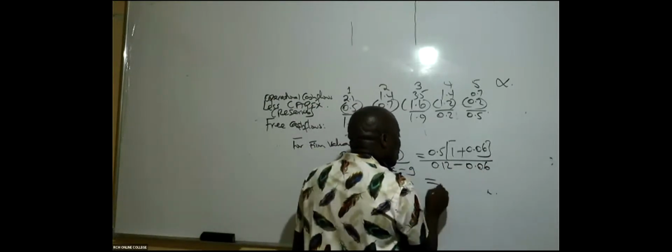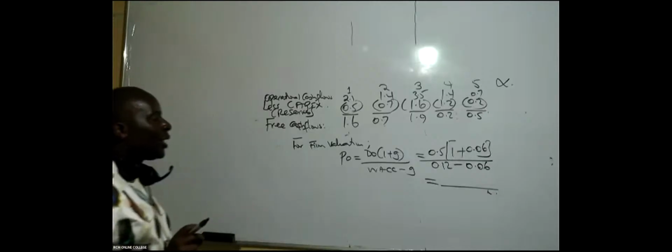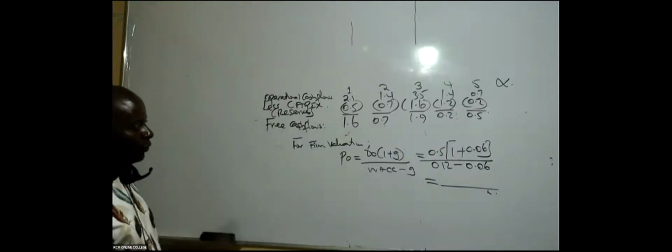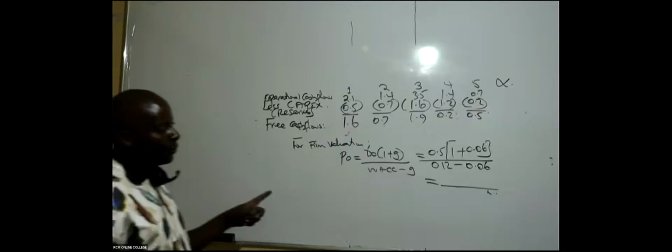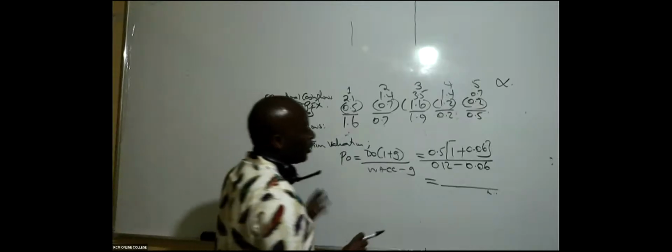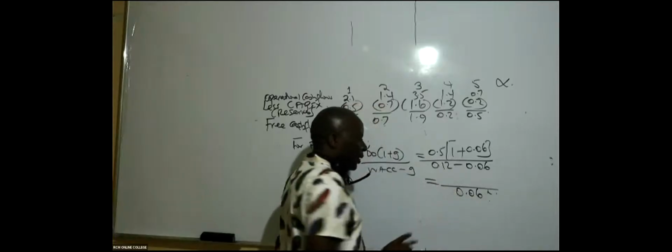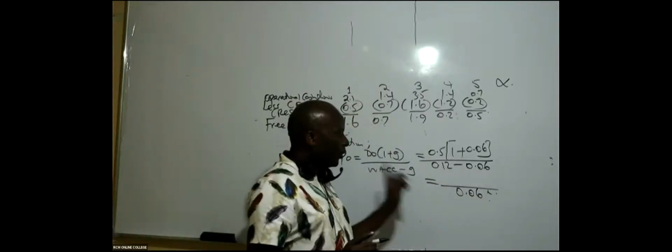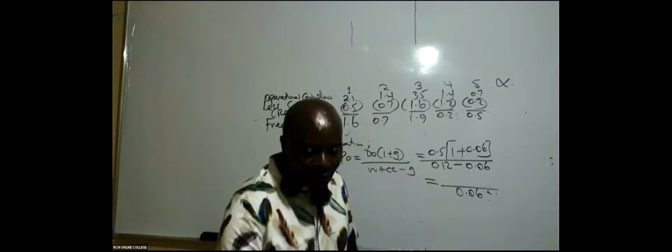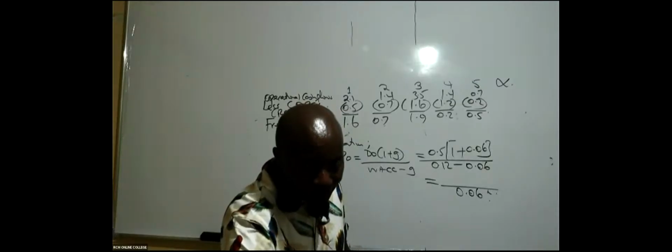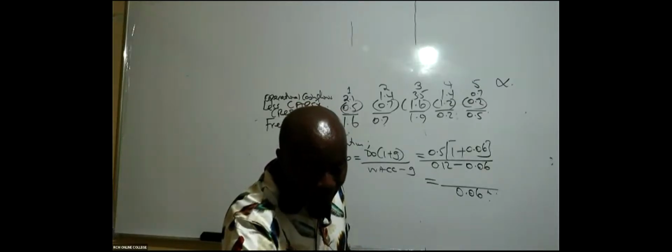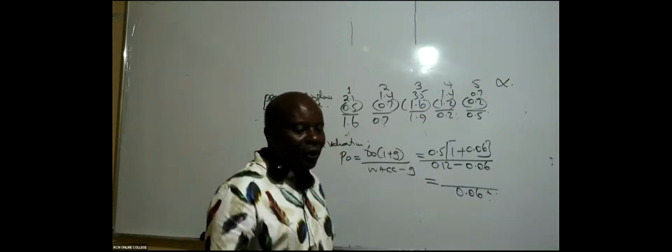Kindly go slowly and give me the numerator first. 0.5 times open brackets. I know the denominator is 0.06. How about the numerator? 0.5 times 1.06. Is there somebody who is able to give me this answer? We have not yet gotten the WACC.